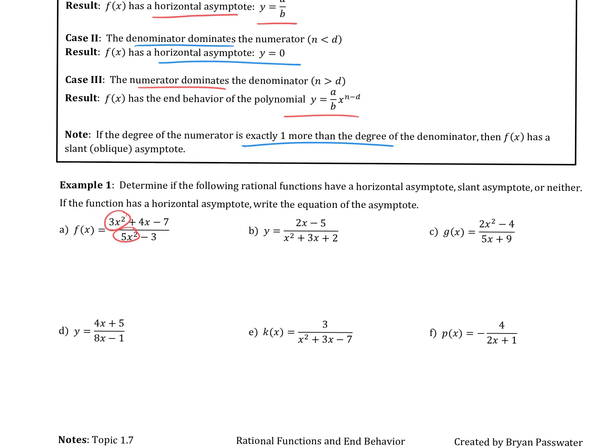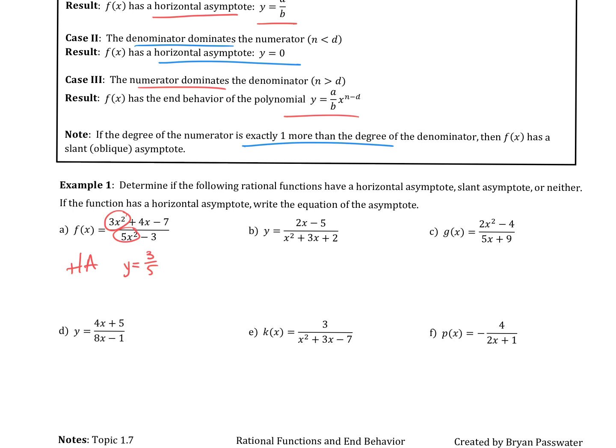So what's my higher power? Are they the same, or is one bigger? They're the same. And when they're the same, we do have a horizontal asymptote, and we'd have y equals our coefficients. So our coefficients turn into 3 over 5. This function would have a horizontal asymptote at y equals 3/5. All right, let's look at B.